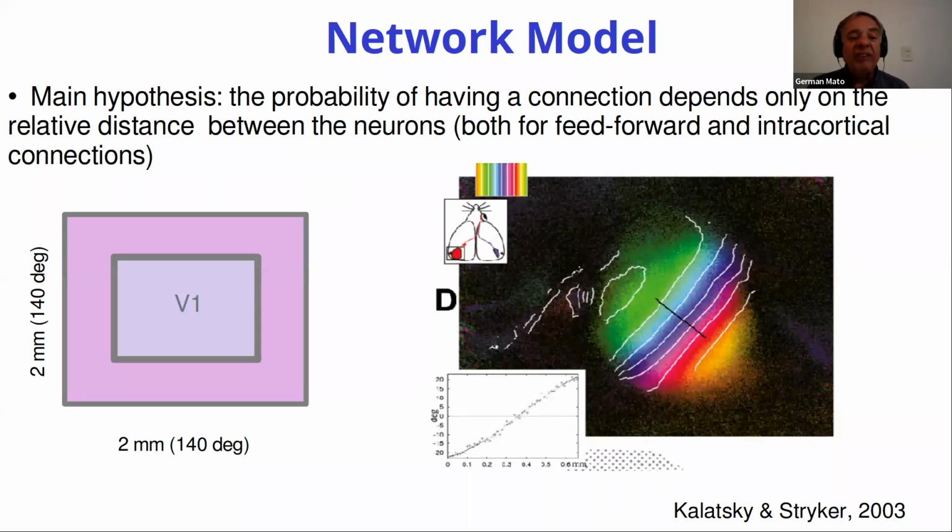For V1, we simulate a two-dimensional system with an estimated size of about 2 millimeters by 2 millimeters, in which we have V1, that is a smaller region. We do this, we don't simply simulate V1, in order to avoid problems with the boundary conditions. These 2 by 2 millimeters cover a visual space of about 140 degrees by 140 degrees. The scaling was taken from the paper of Kalatsky and Stryker.